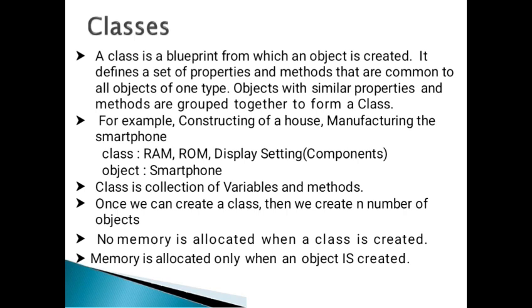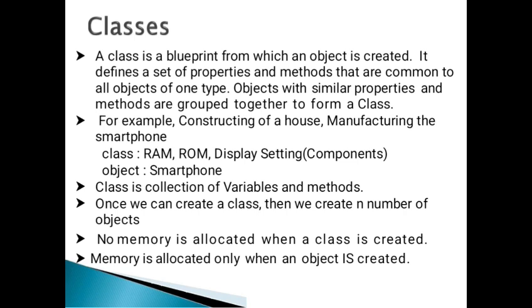If you take the example of constructing a building, we first design the blueprint. Then the builder builds the house according to the blueprint. Similarly, assume that we have to manufacture a smartphone. We design the several components like RAM, ROM, display settings, and so on. All these are nothing but a class. The smartphone is nothing but an object. What is the class in the smartphone? The components of the smartphone.